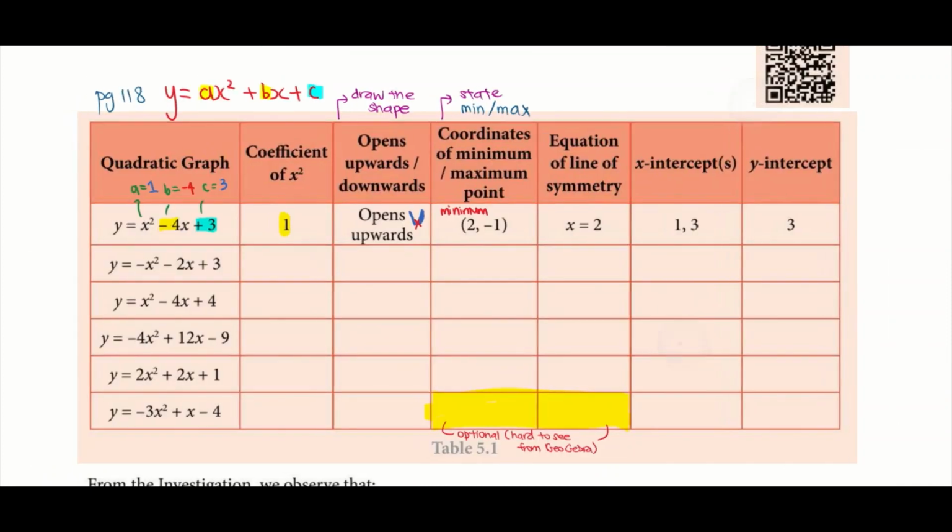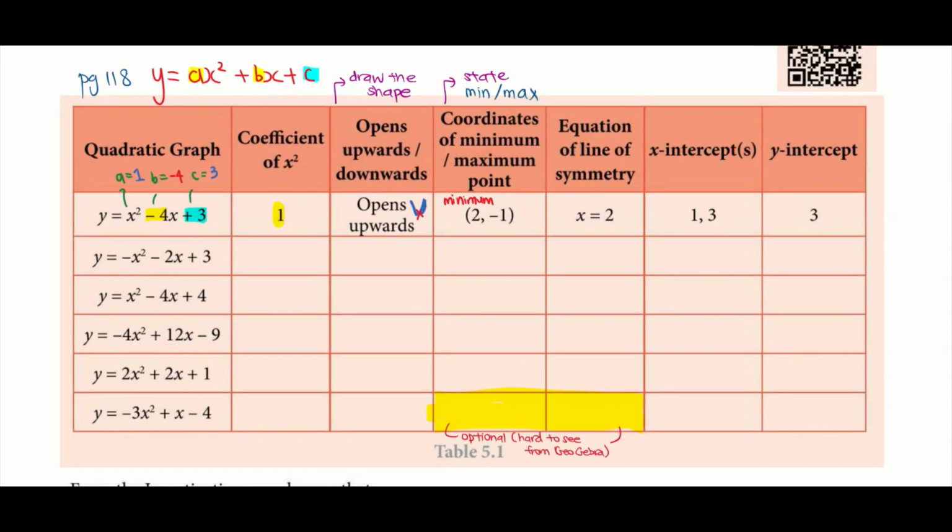Now I want you to work in pairs. Try to fill as many boxes as you can. Take note that the yellow ones are optional because it's difficult to see from the GeoGebra graph.